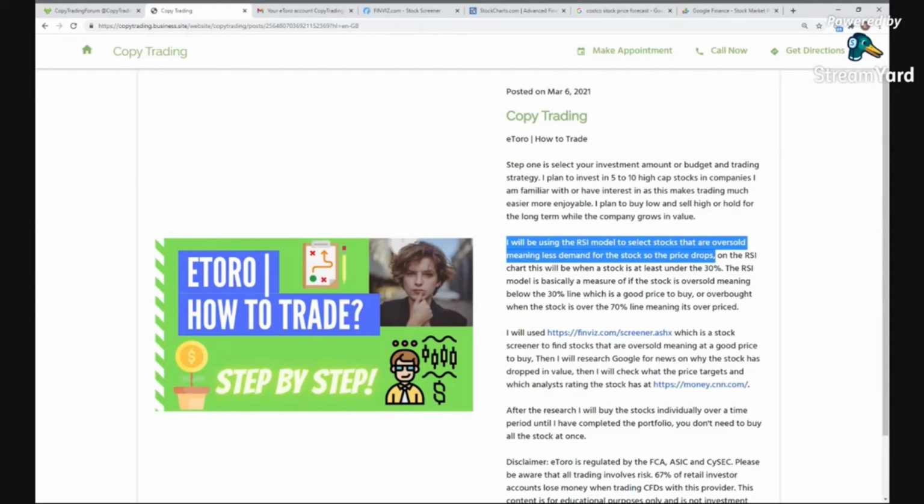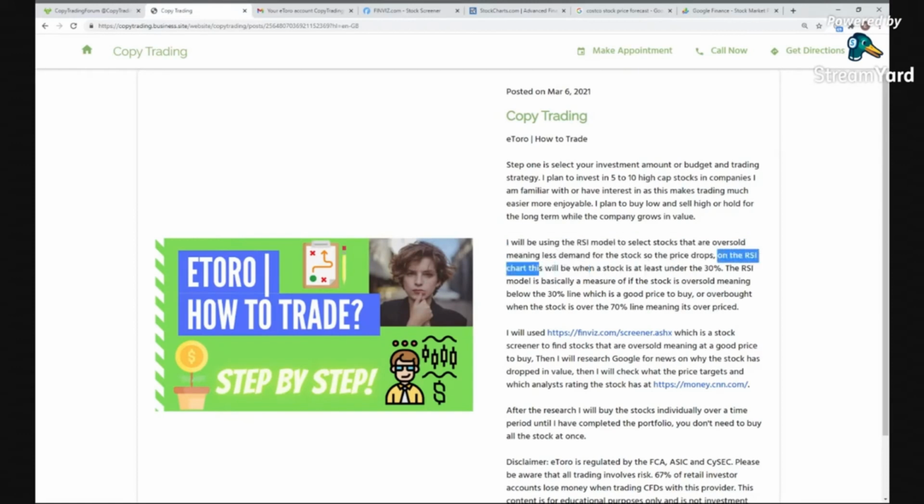Okay, on the RSI chart, this will be when the stock is at least under 30%. I'll explain this to you later. So it's just a line from 0% to 100%. It's a small chart that's underneath the main chart. It's just called the RSI model. So when it's under the 30% line, it's oversold. And when it's over the 70% line, it's overbought. So time to sell the stock or short the stock.